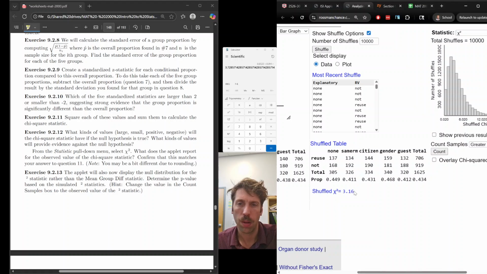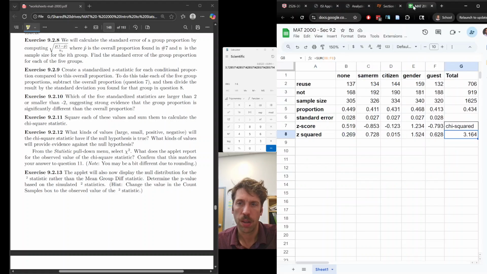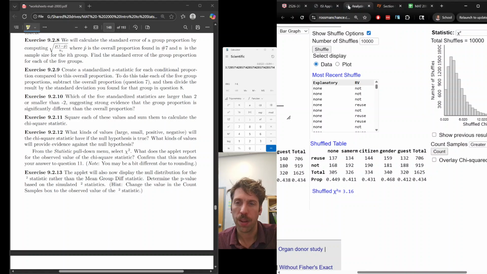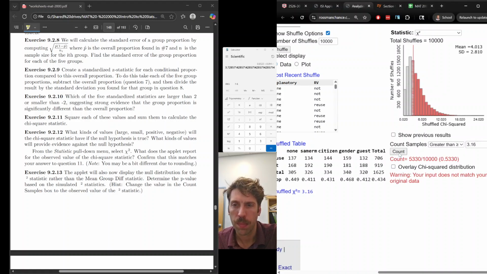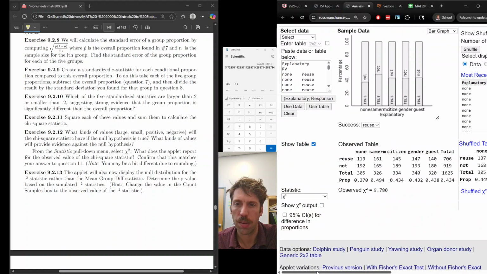Hopefully, I have 3.16 there. I also have 3.16 there. So if I make it round to the same digits as the app is doing, then I've got the same number. That's a good sign. All right. So 3.16 is what to compare it to. So 3.16. Count that. Okay. Count samples. Oh, I put in the wrong numbers. All right, let me change that real quick.